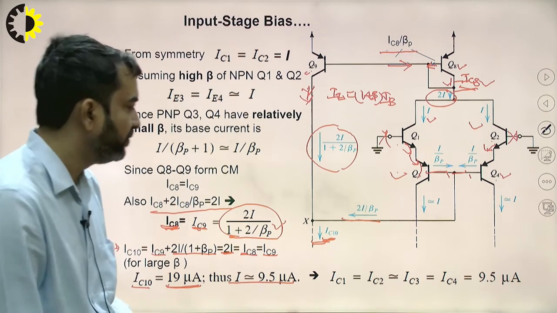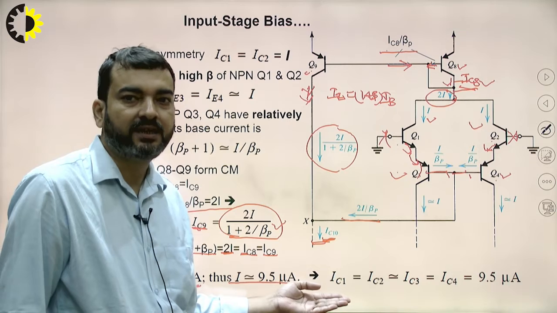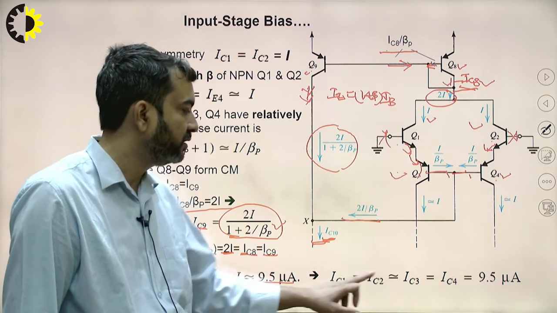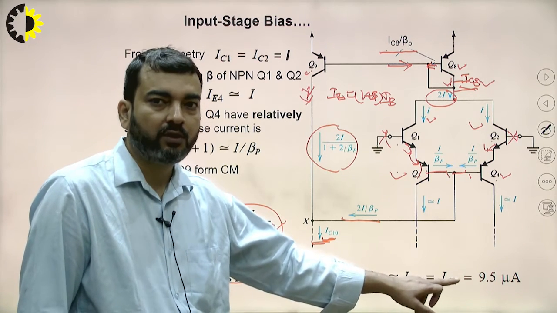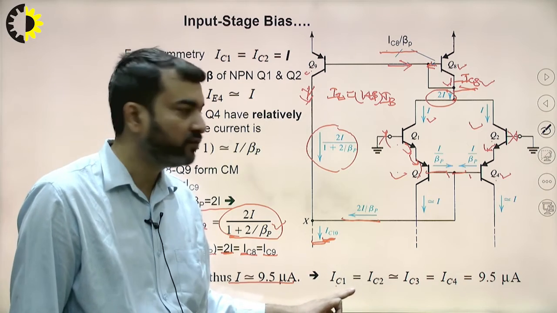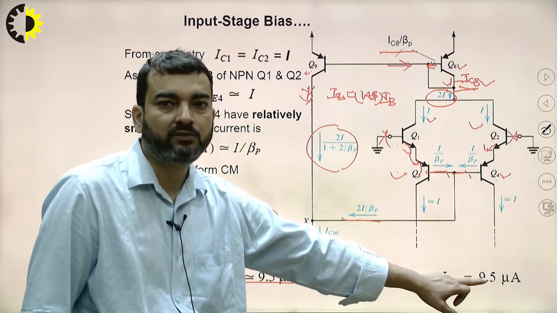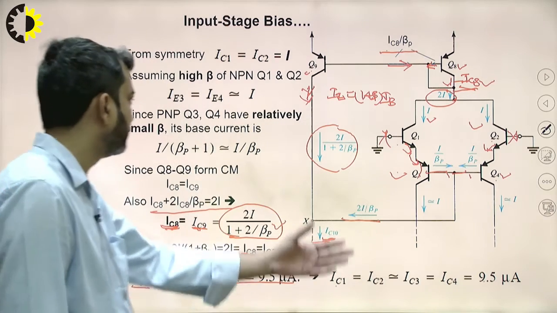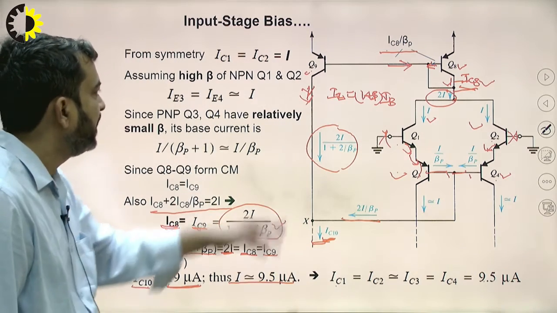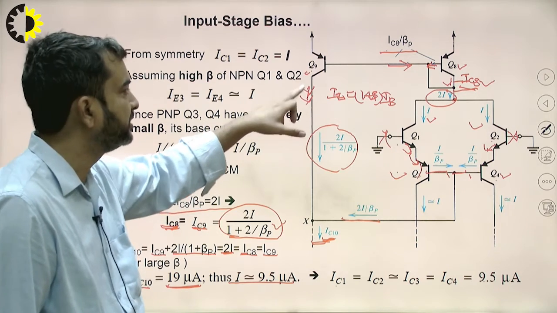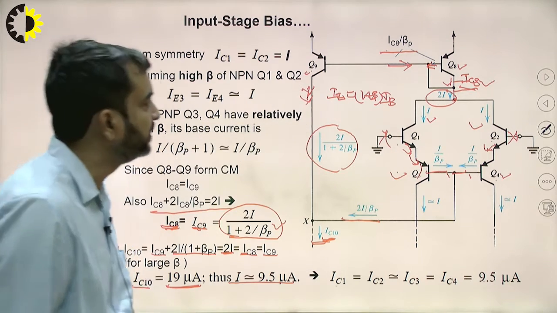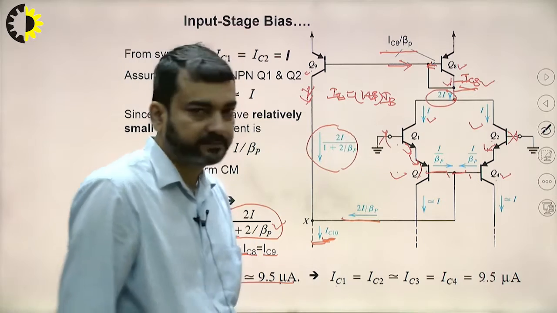This way we come to know the collector current of transistors 1, 2, 3, 4. All the four currents are equal in this pair. So this is the collector current of transistors 1, 2, 3, 4, and this is our target. In the same way we have calculated the collector current of transistors 9 and 8.